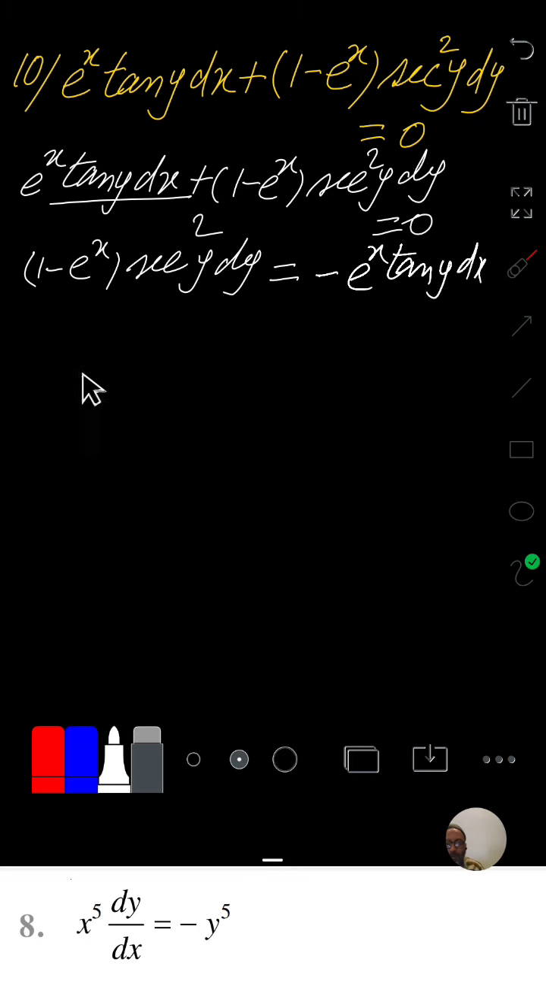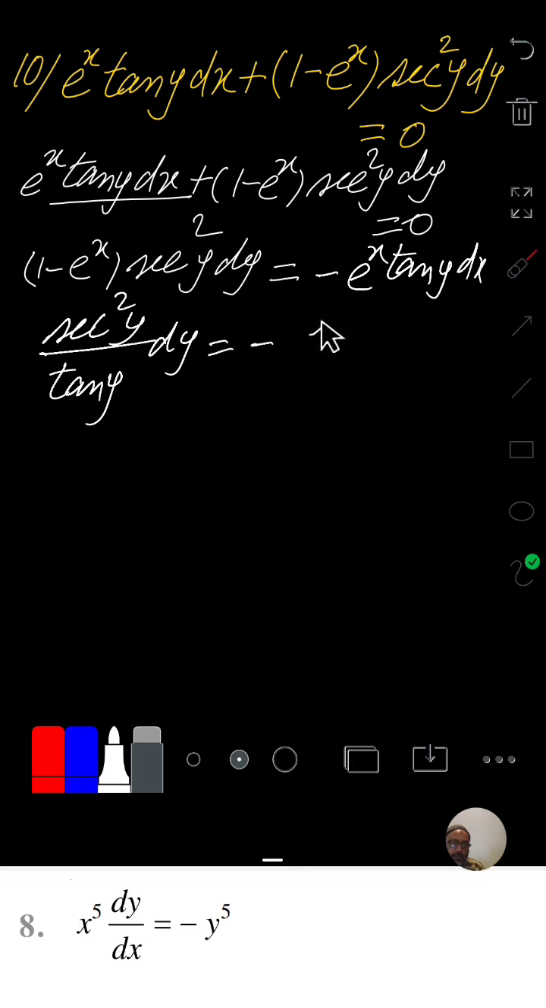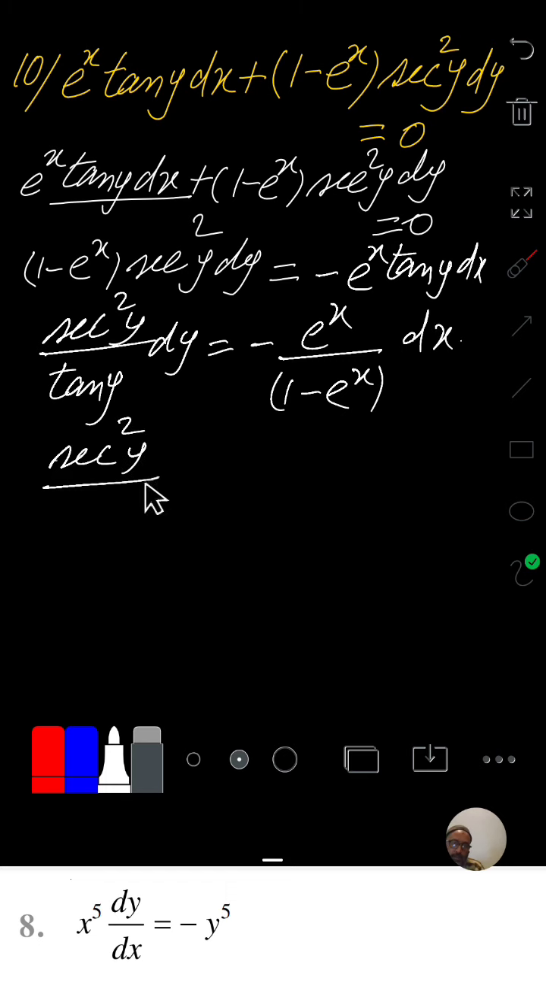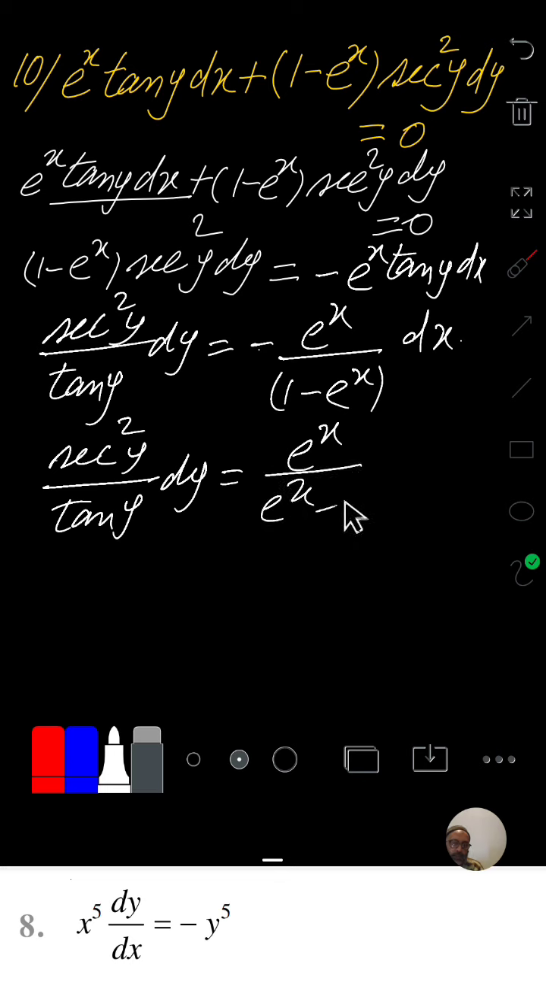Now for separating x and y, we need to transpose tan y to left hand side and 1 minus e raised to the power x to right hand side. So on the left hand side, we get sec square y upon tan y dy is equal to minus e raised to the power x divided by 1 minus e raised to the power x dx. Taking minus common out of this bracket, this minus becomes plus, and we may write this expression as e raised to the power x upon e raised to the power x minus 1 dx.